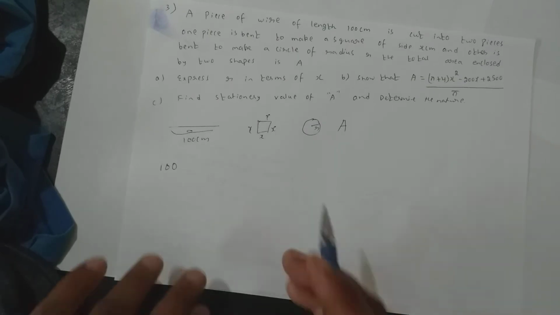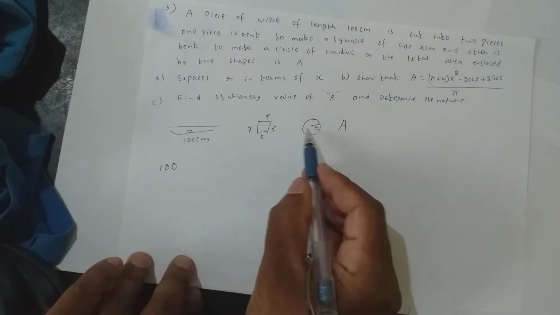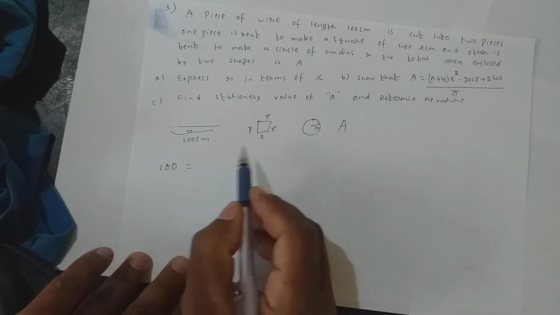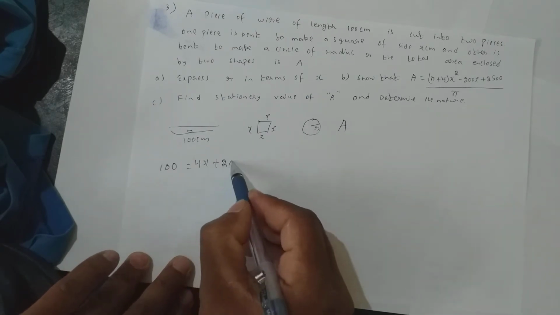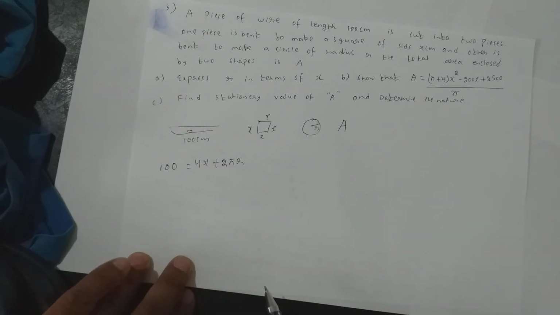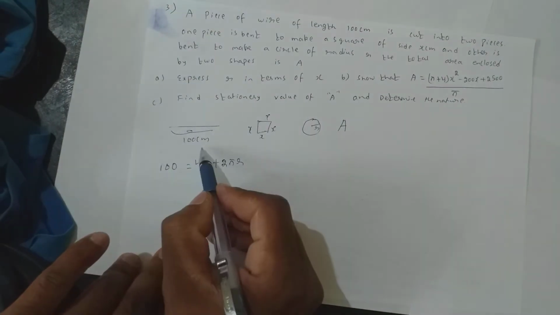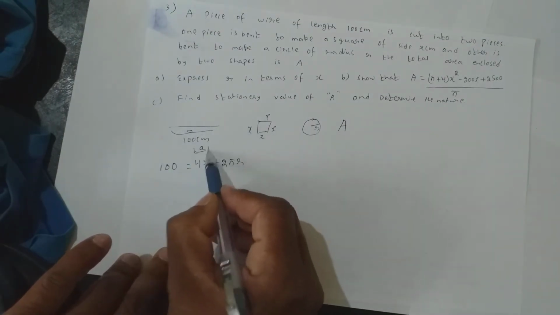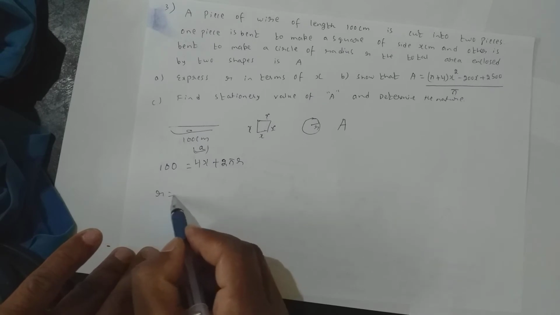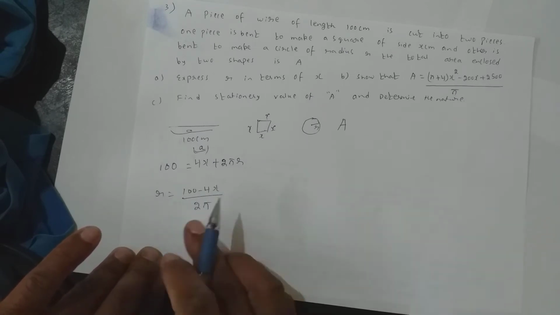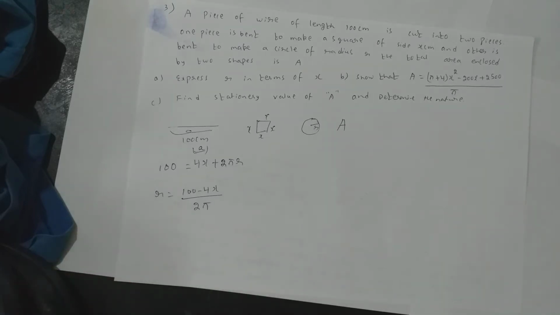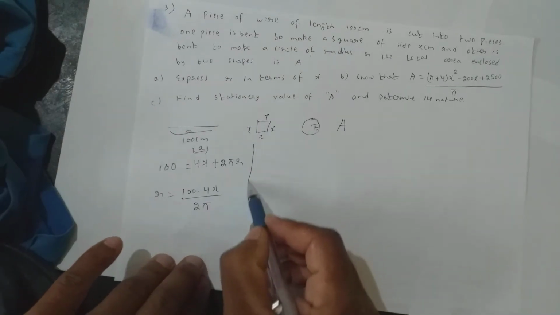100 has to be the total perimeter of the square and circle together. So 100 equals the perimeter of the square, 4x, plus the perimeter of the circle, 2 pi r. Perimeter of a circle is nothing but its circumference. From here I need to make r the subject. So r equals (100 minus 4x) by 2 pi. Am I clear with this? With that we completed A.